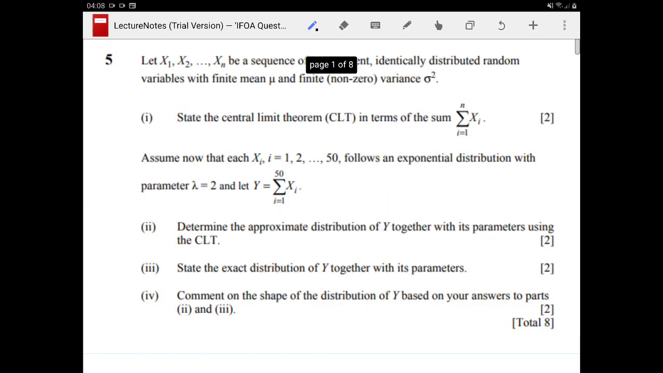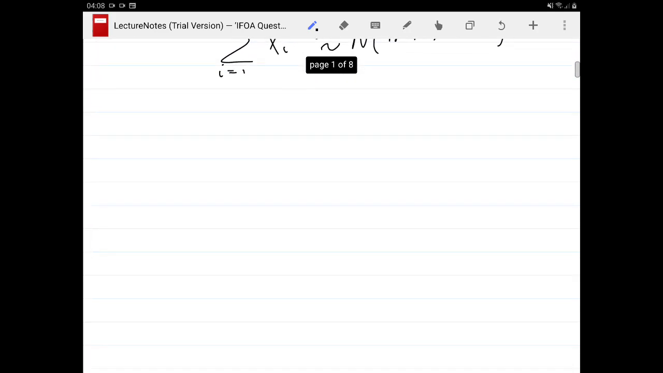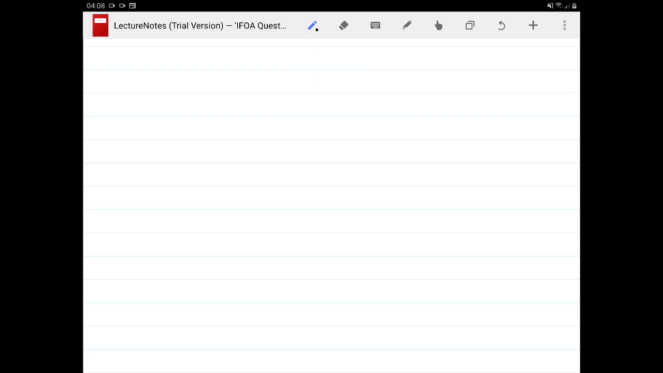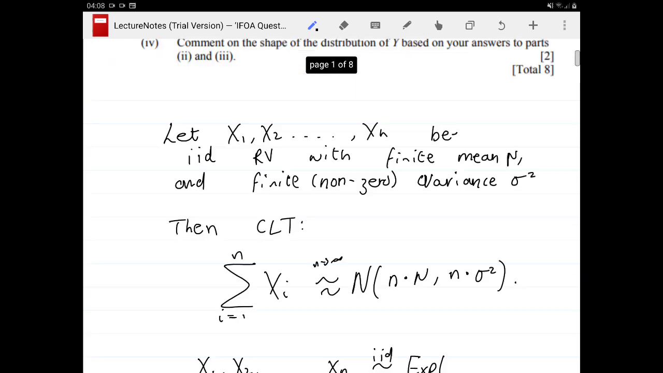Okay, so the second part of our question says, assume now that each Xi from 1 to 50, so our n is 50, follows an exponential distribution with parameter lambda equals 2, and let Y be the sum from 1 to 50 of our Xi's. It's important to have the notation that you need. So X1 through to Xn are independent and identically distributed exponential random variables.